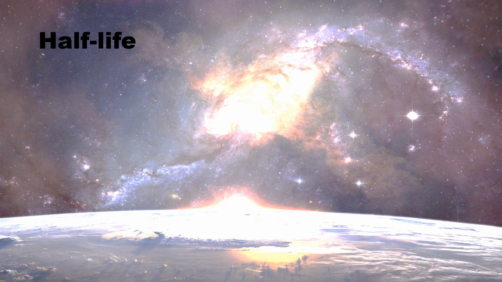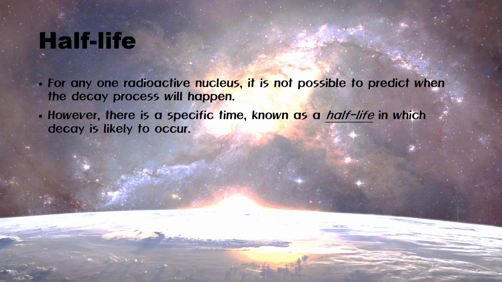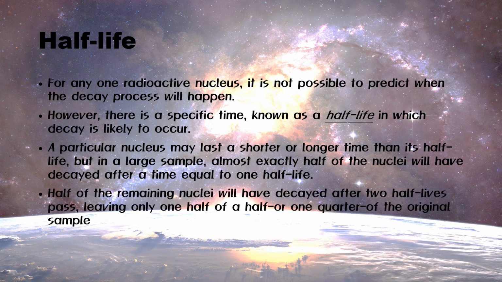And that's going to get us into an interesting conversation topic about half-life. Because for any one radioactive nucleus, it is not possible to predict when the decay process will happen. However, there is a specific time known as a half-life in which decay is likely to occur. A particular nucleus may last a shorter or longer time than its half-life, but in a large sample, almost exactly half the nuclei will have decayed after a time equal to one half-life. Half the remaining nuclei will have decayed by two half-lives, leaving only one half, or a quarter, of the original material.